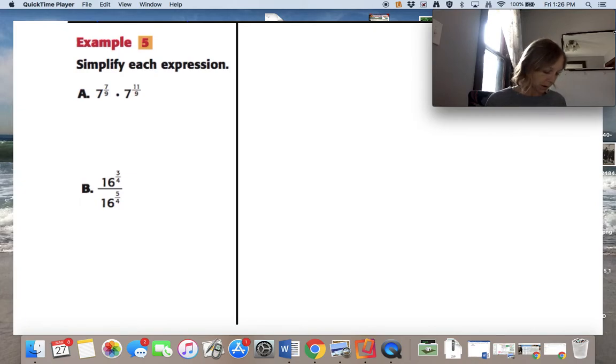All right, first one, I see two powers with the same base. I see they're being multiplied, so I know I can add their exponents. When I add fractions, they have to have a common denominator, and I am in luck. These do have a common denominator. So I can add together my numerators. 7 plus 11 is 18, and then 18 over 9 is my exponent. Now 18 over 9 I know is 2, so this is just 7 to the second power, which is 49.